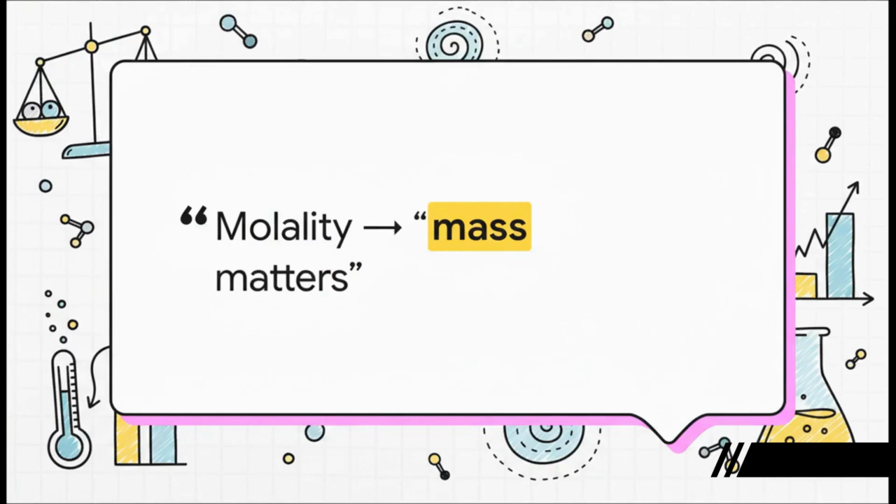So the memory hack here is just as simple. For molality, mass matters. This makes it the perfect tool for scientists who are studying how things react at different temperatures, because their starting measurement is always going to be stable and consistent.